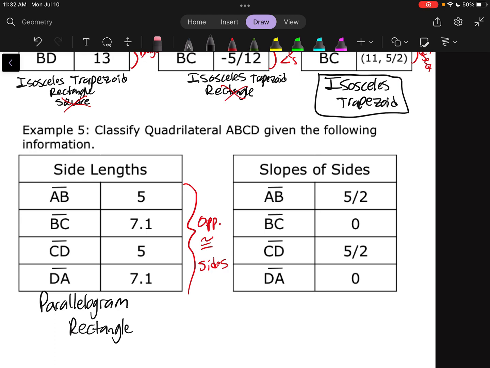Then I look at the slopes of the sides, and I see that they are not opposite reciprocals, right? They are not being flipped and changed, which means that there are no right angles. So out of our two options of the parallelogram and the rectangle, the one that doesn't have right angles is the parallelogram.